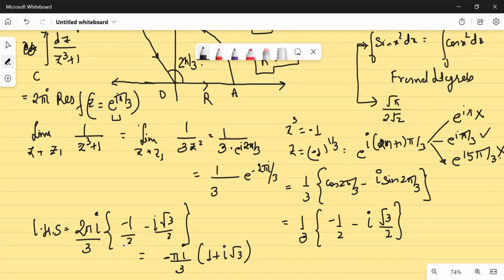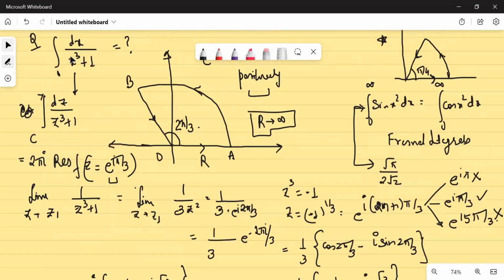So you take a negative common out, 2 gets cancelled. So you have pi iota upon 3, 1 plus iota. Is that clear? Okay. So I was discussing this integral. In order to evaluate this integral, I've replaced this integral by this contour integral and took a special contour. So you have to remember this sort of contour here.